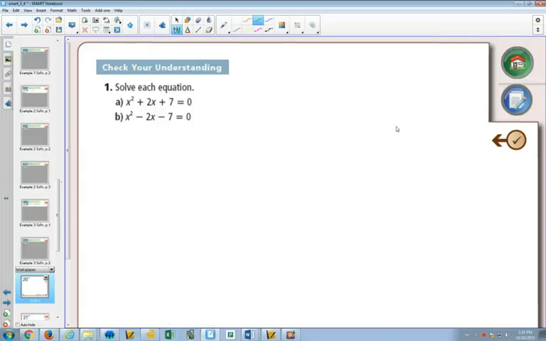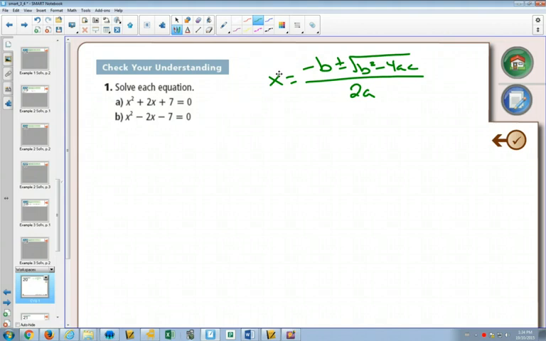So we're going to solve each of these with the quadratic formula, just to practice it. Remember the quadratic formula: negative b plus or minus the square root of b squared minus 4ac, all divided by 2a. The first thing you have to know is you have to have your equation in this form: ax squared plus bx plus c equals 0. Basically, you want to get it into the form that if it could be factored, you could factor it.